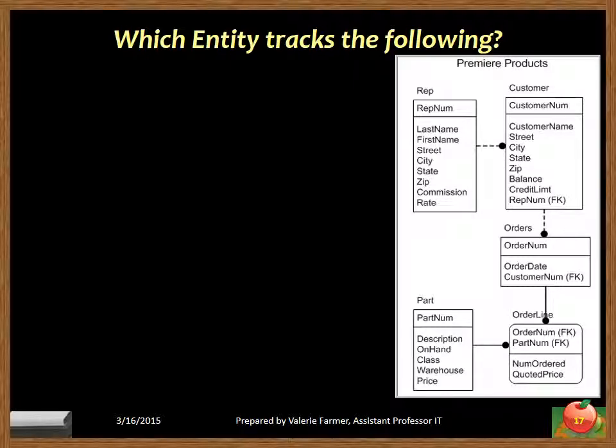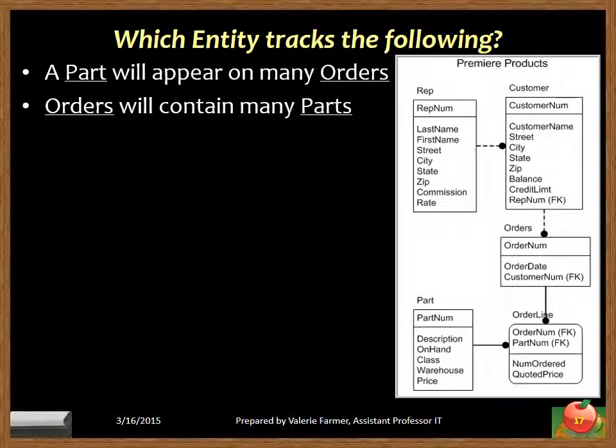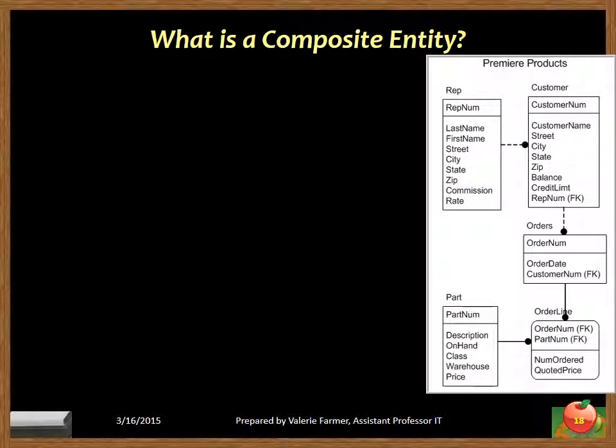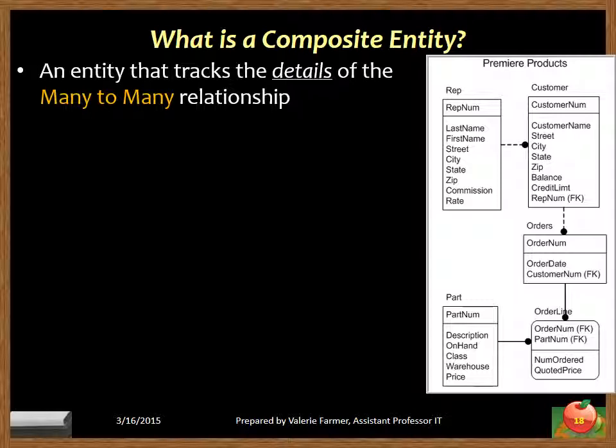Which entity tracks the following? A part will appear on many orders. Orders will contain many parts. The order line entity tracks these. The order line is a special kind of entity. It's called a composite entity. What is a composite entity? An entity that tracks the details of the many-to-many relationship.